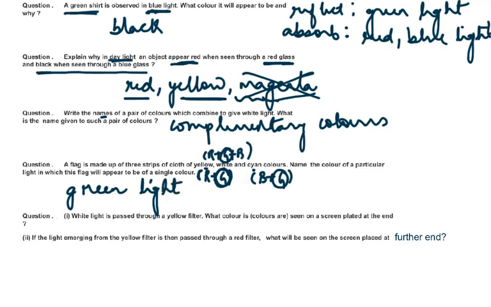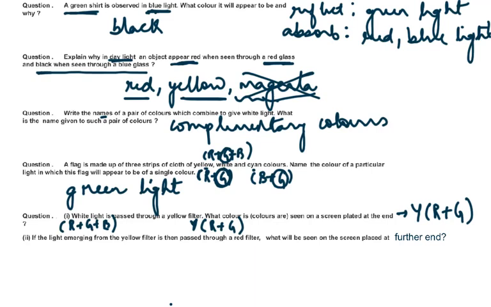White light is passed through a yellow filter. What colors is white light having? First let us see. Red, green, blue. Okay, fine. So now it is passed through a yellow filter. If this is passed through a yellow filter, only yellow light is going to go further. Yellow means red and green. What colors are seen on a screen placed at the end? So colors which are going to be seen are yellow, or you can say red and green.